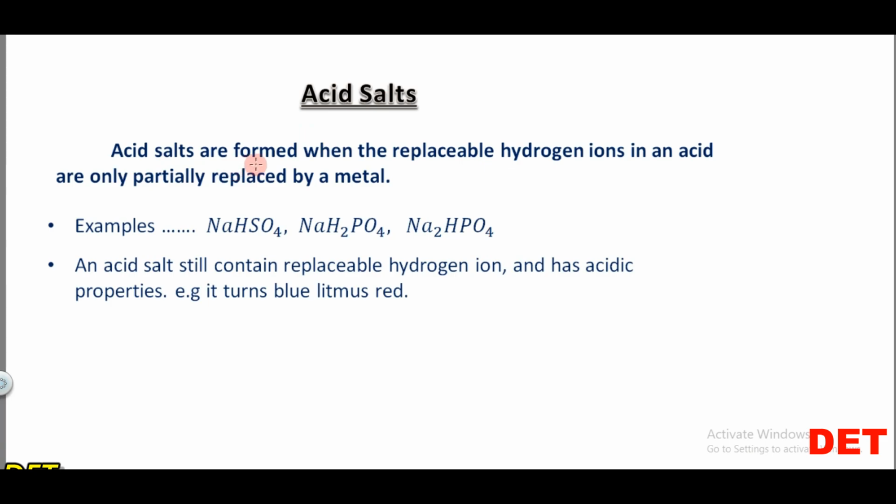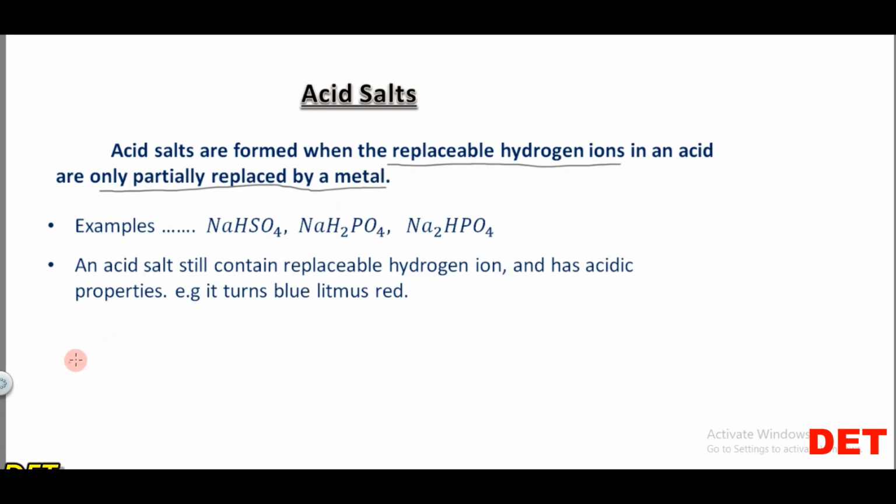Acid salts are salts formed when the replaceable hydrogen ions in an acid are only partially replaced by a metal. Examples of the acid salts are sodium hydrogen tetraoxosulfate 6, sodium dihydrogen tetraoxophosphate 5, sodium hydrogen tetraoxophosphate 5. These are examples of what? Of acid salts. And why are they acid salts? They are acid salts because the replaceable hydrogen ions in the acid are only partially replaced by a metal.